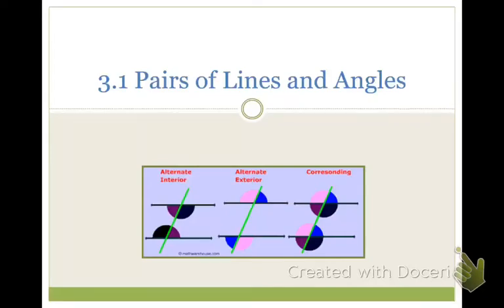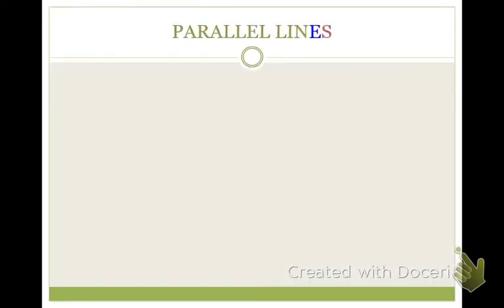on pairs of lines and angles. We are only doing pairs of lines for this test. Pairs of angles will be for the next one. First word is parallel lines.